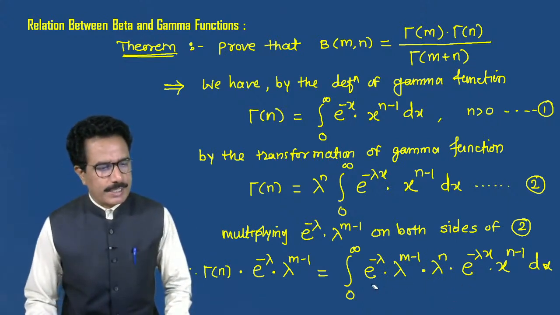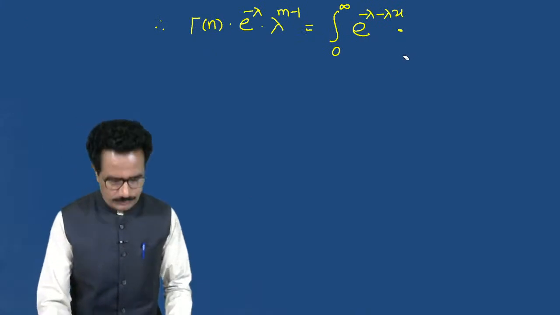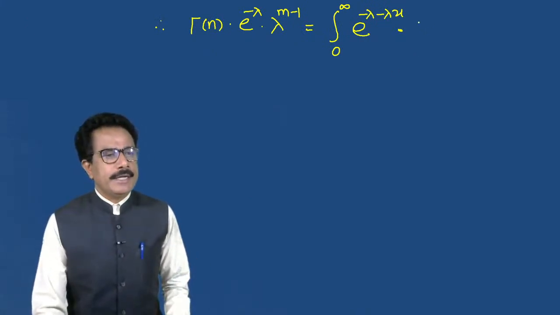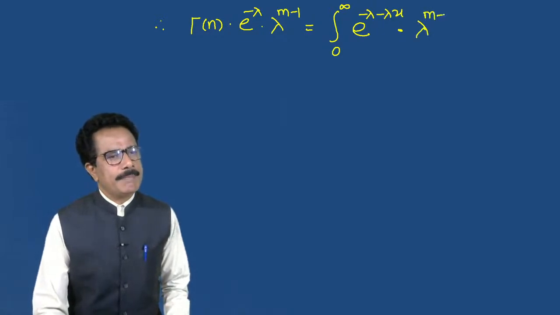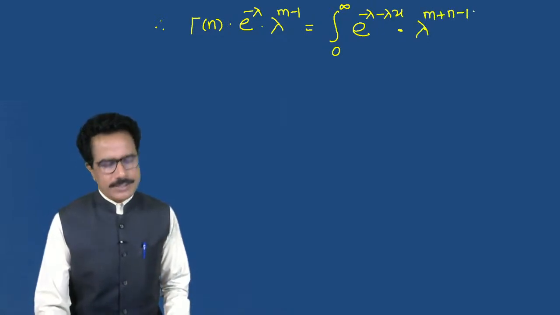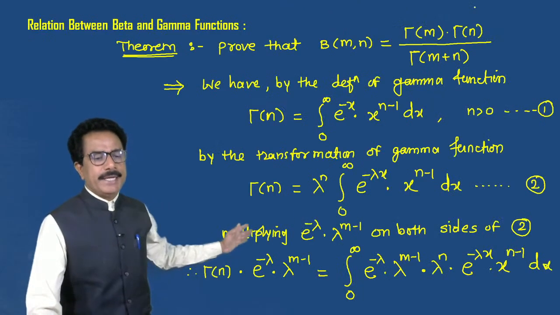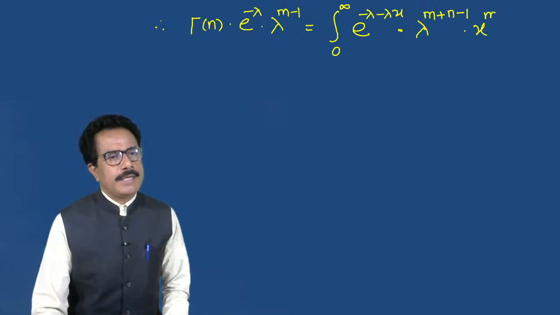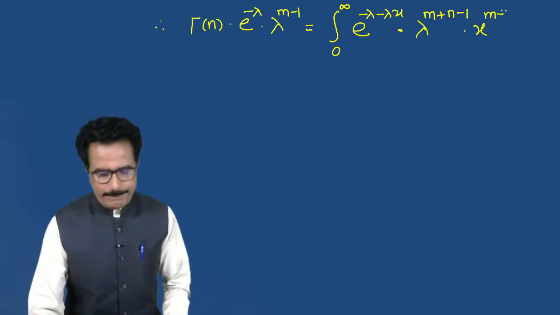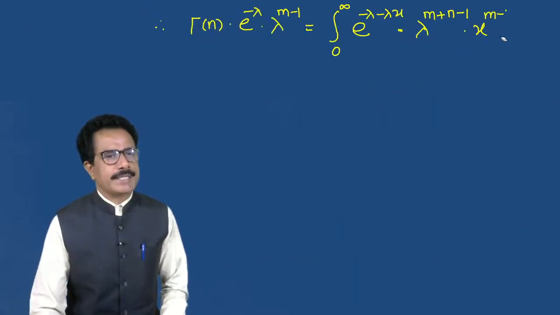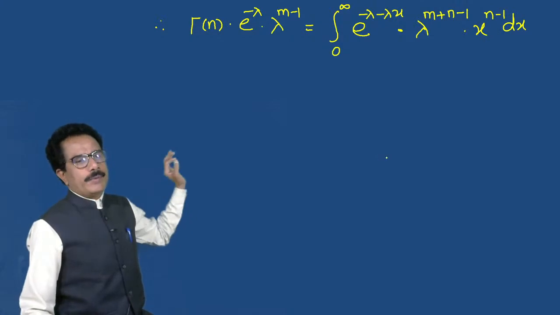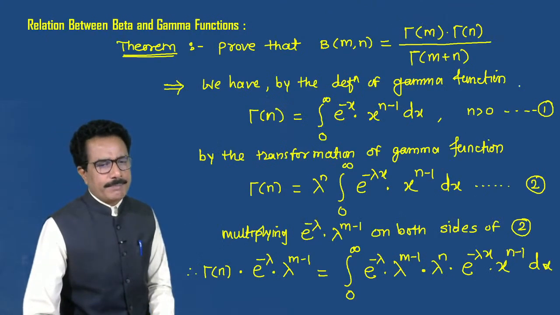So we can write this as, understand slowly, this is very typical, this is important, very important. Lambda raised to m plus n minus 1 and remaining terms are as it is, x raised to n minus 1 dx. Okay. So now suppose this is equation number 3.